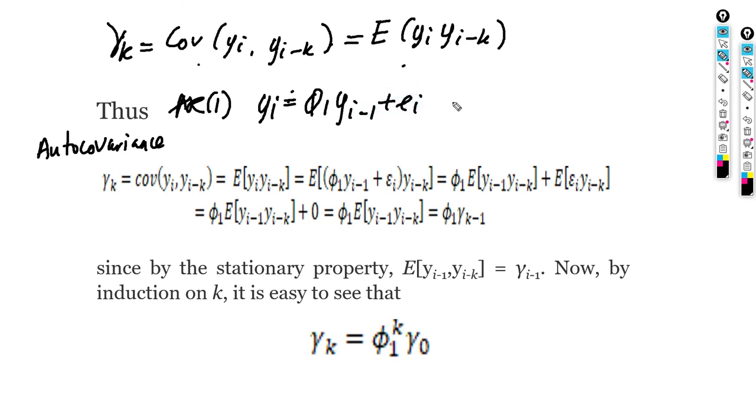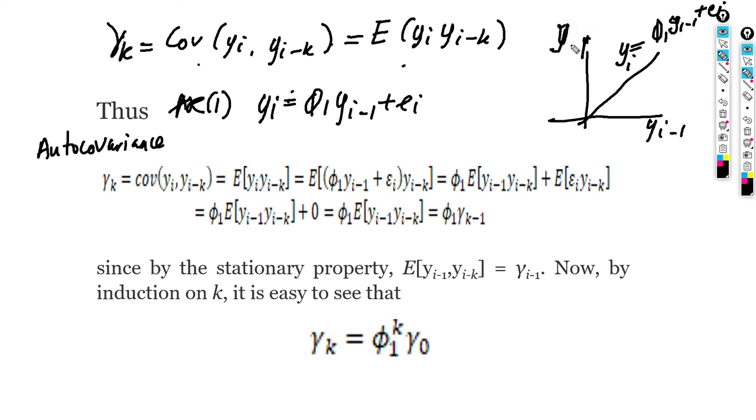We do not put phi 0 because we assume that the graph starts from 0 here. Okay? So y is equal to, there's no phi 0, we start with phi 1, because phi 0 is equal to 0 here. So phi 1 y sub i minus 1 plus epsilon i. This is y i, here is y i minus 1, and here is your y i. The proof is for this function.